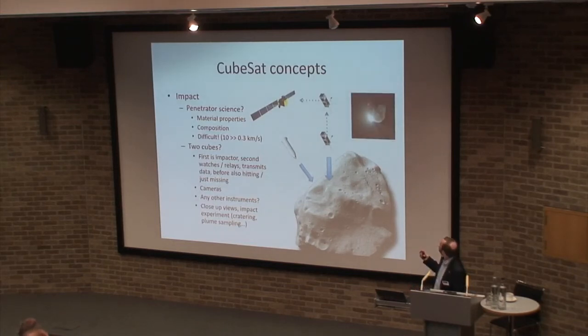And you can have some fun just with the actual impact itself, doing impact experiments. This is the Deep Impact experiment on a comet, where we blasted a hole in it and looked at the crater. It's going to be a small crater if it's a CubeSat, but that might still be interesting.